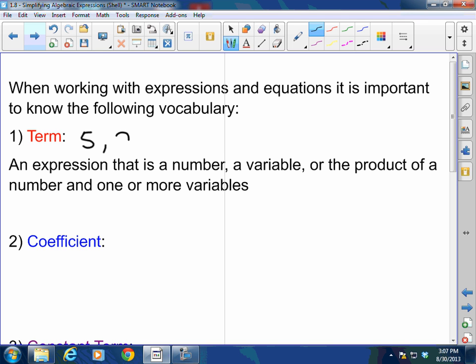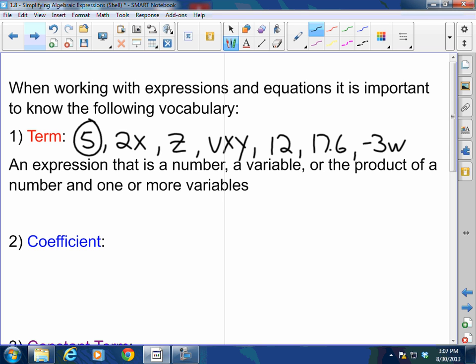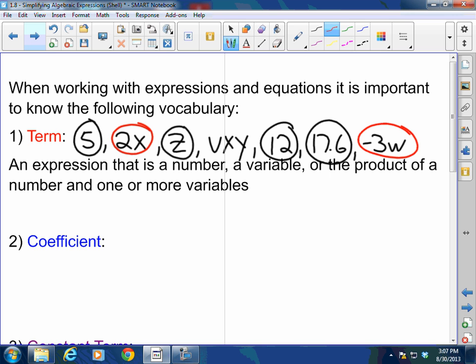I'm just going to start giving examples of terms. 5, 2x, because that's a number and a variable to be multiplied. z, vxy, 12, 17.6, negative 3w. All of those are terms. They're either numbers, just pure numbers, variables, just pure variables, or the product of numbers and variables, or the product of several variables together.